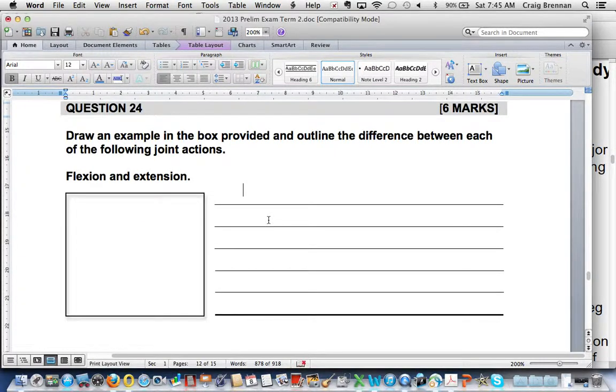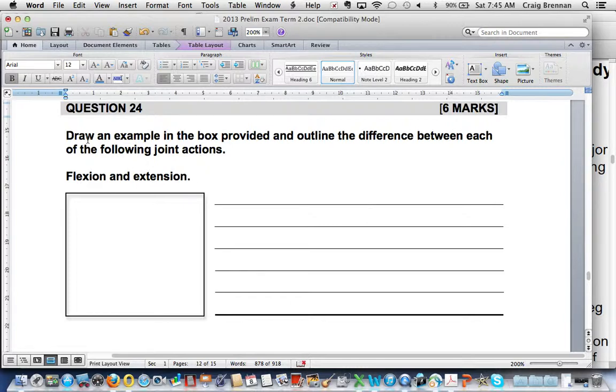Okay, boys, question 24. This was a different type of question than you might have received before. I'd asked students to draw an example in the box provided and outline the difference between each of the following joint actions. And we've actually given you the joint actions, so flexion and extension. This was worth 6 marks, so 1 mark for each of the 6.